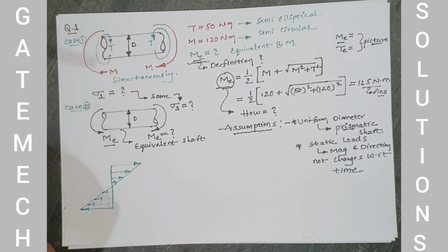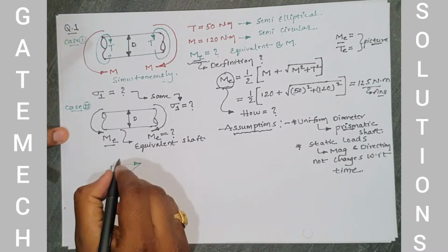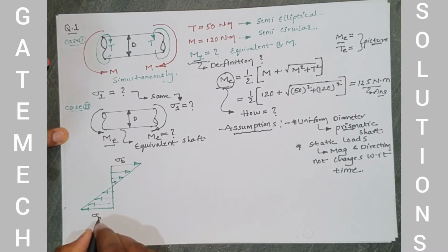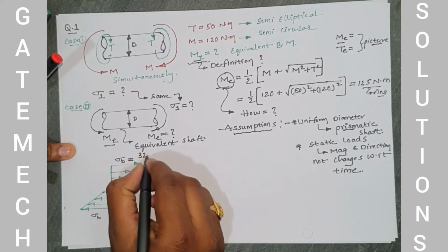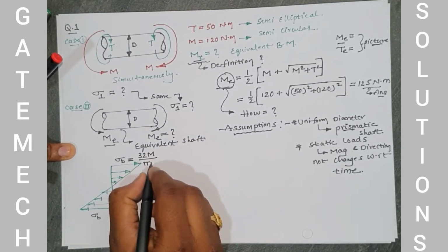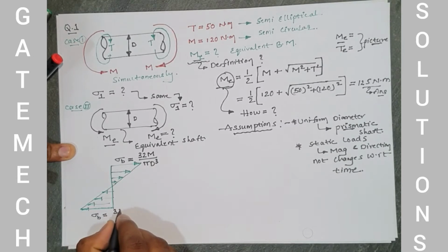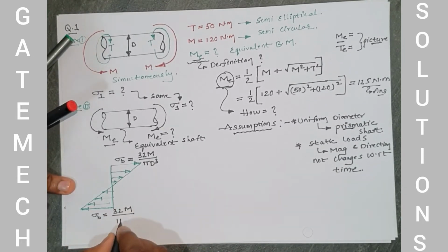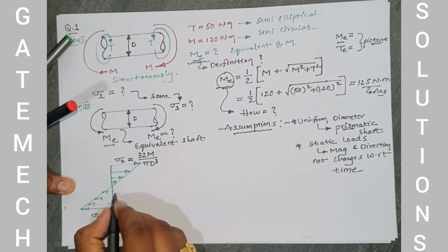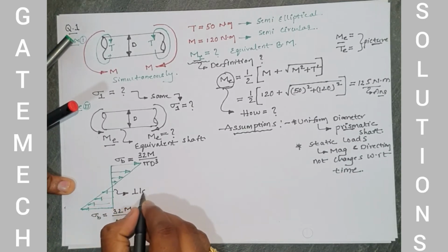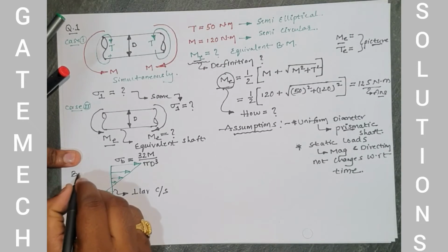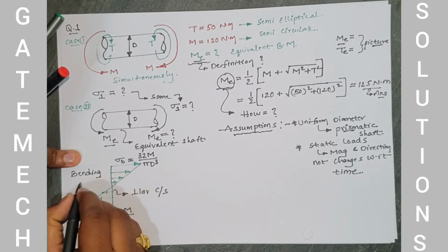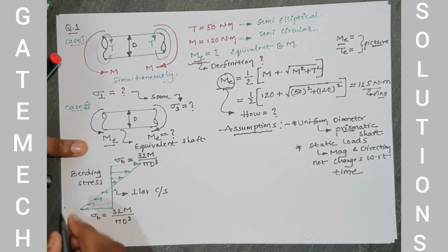Bending stress distribution. This magnitude is given as sigma, the maximum bending stress. How to calculate it? According to the bending moment equation, the formula is 32M divided by pi d cube. Two similar triangles, but keep it in mind, this is perpendicular to the cross-section plane. This is the bending stress distribution. That knowledge you need to know.